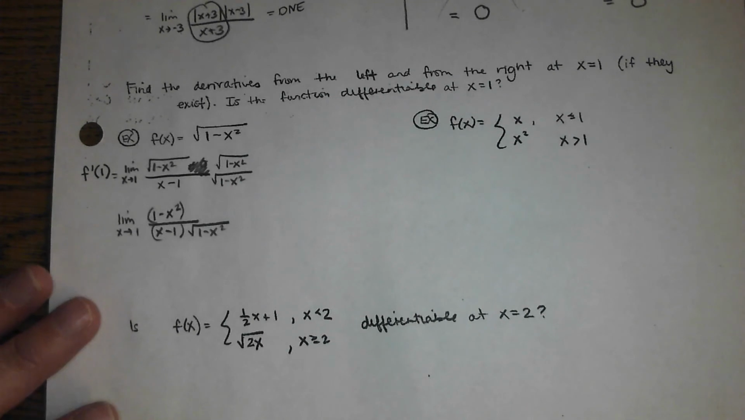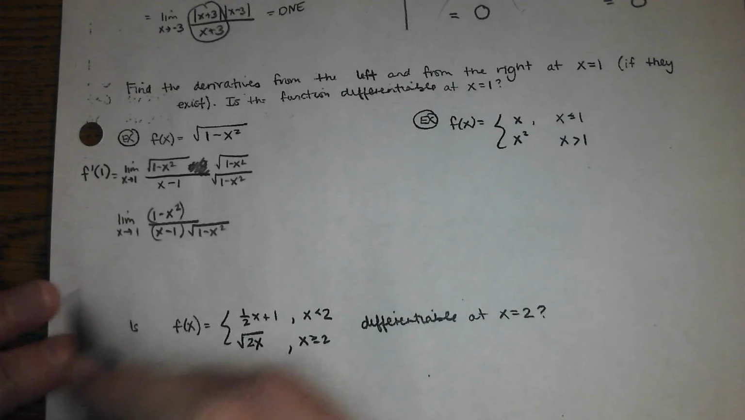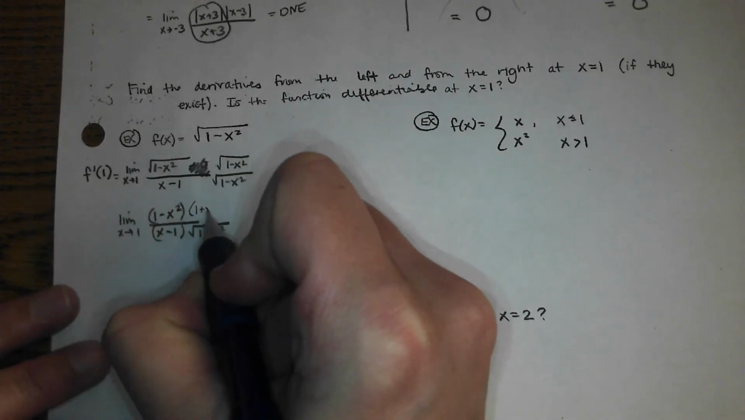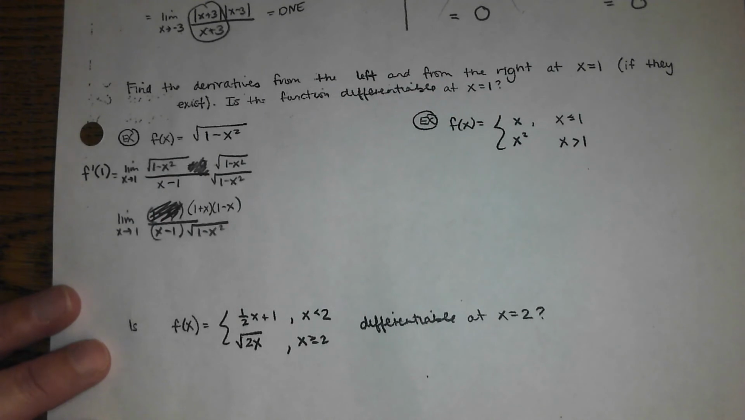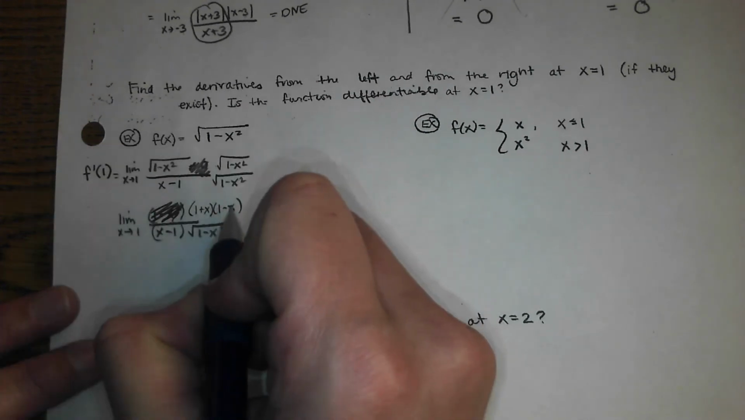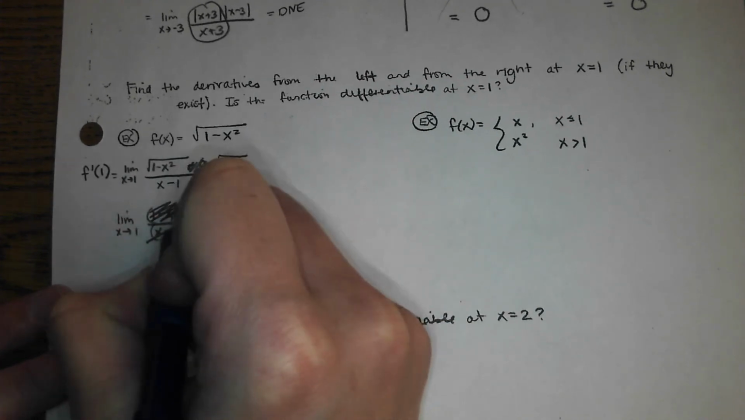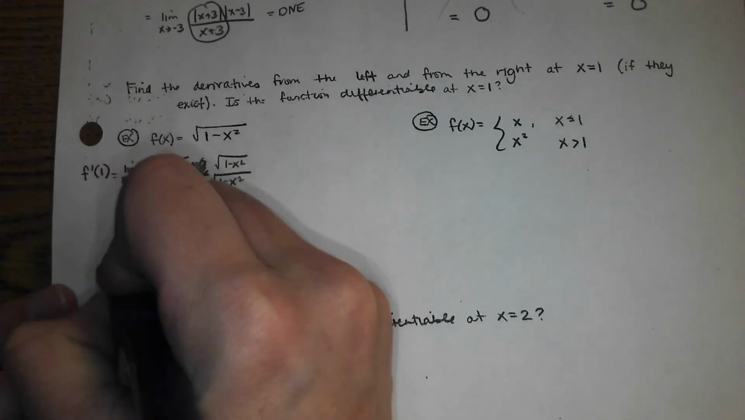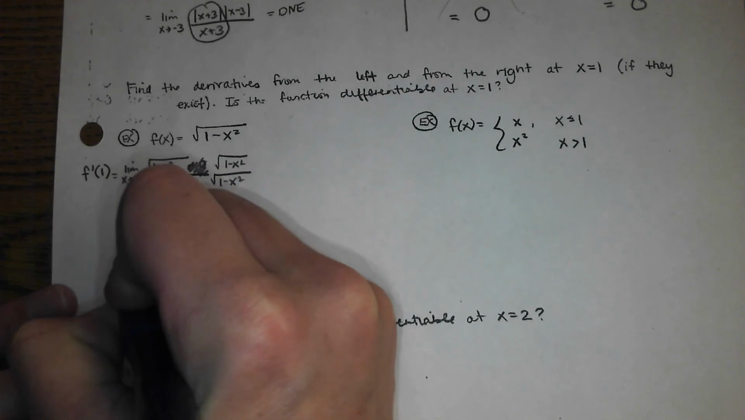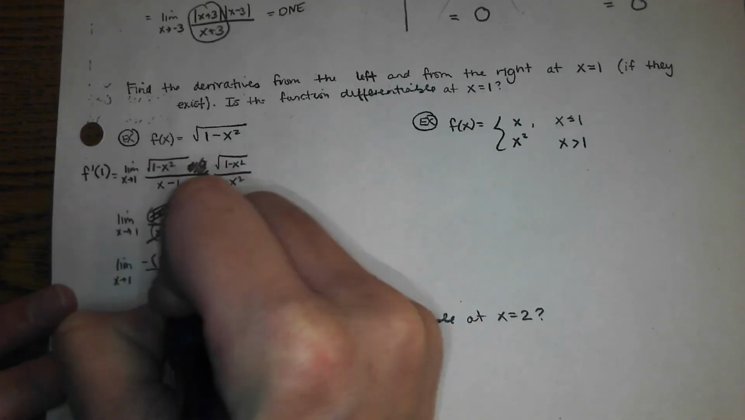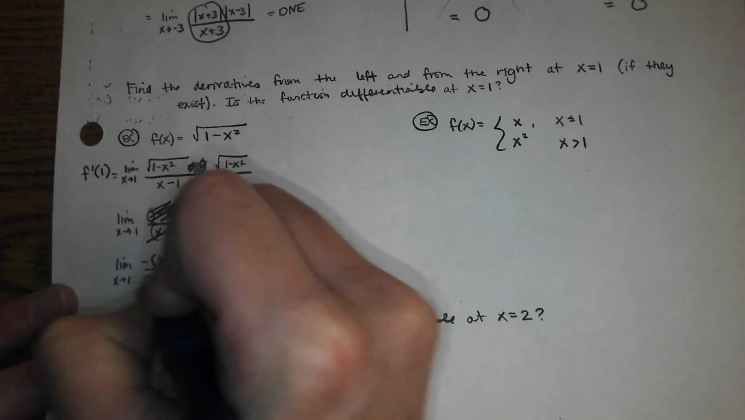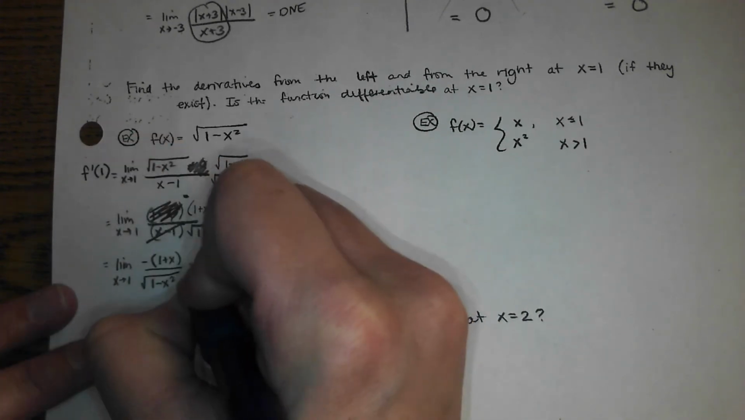And in the numerator, I have a binomial that's factorable into 1 plus x, 1 minus x. So I'll get rid of that. I do have something canceling, which is great news. 1 minus x and x minus 1 will cross out and leave a negative. And so now the limit as x approaches 1 of negative parentheses 1 plus x over the square root of 1 minus x squared. And I'm going to try to directly evaluate.